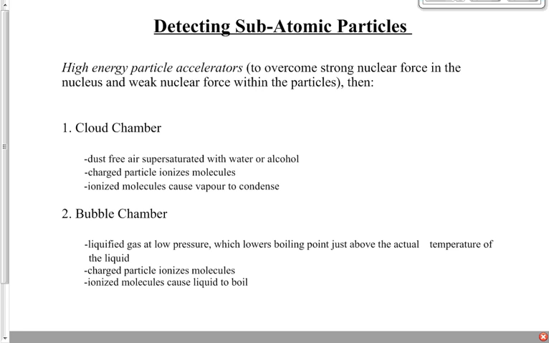Now, how do we study what's inside protons and neutrons? This is great. We smash them together. We get them going at 99.999% the speed of light. We give them an incredible amount of energy. And then we smash them into each other. The idea is this. If these things are going really, really fast, and we smash them into each other, then we can overcome the strong nuclear force inside the nucleus. Okay? We can overcome that force that keeps them together.